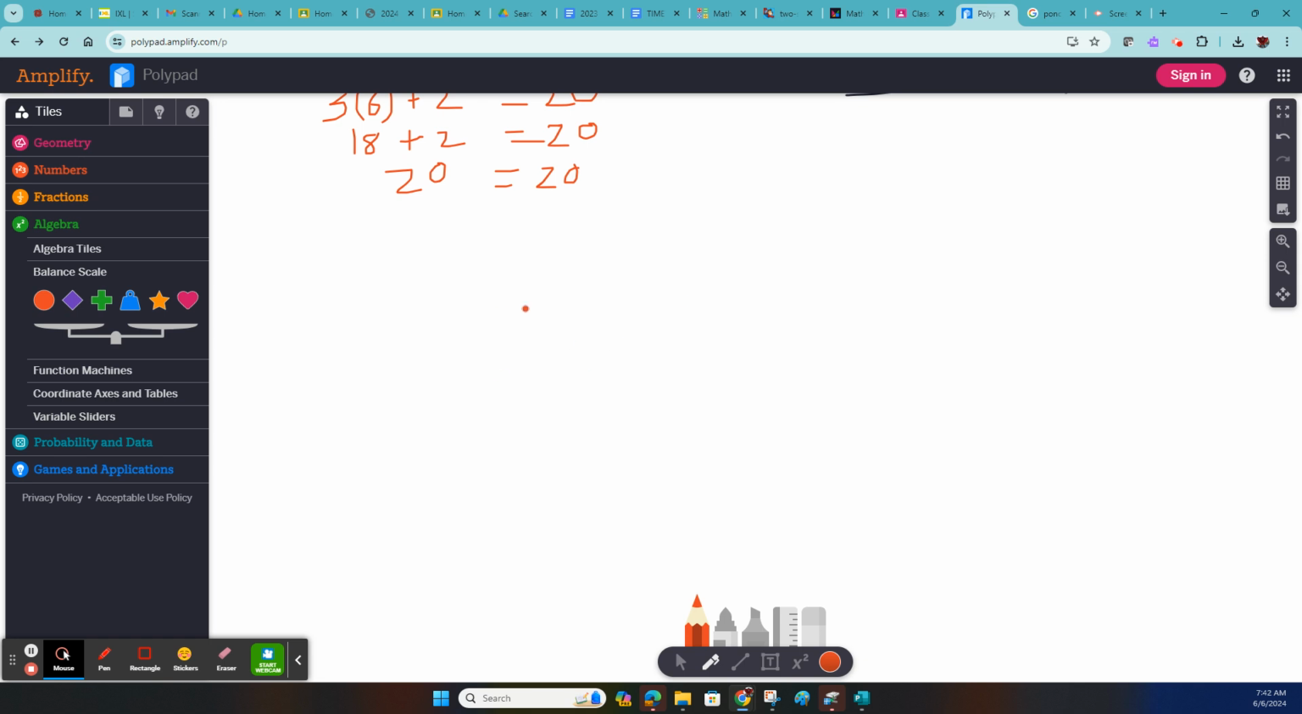Let's go P. Use the letter P. Why not? Pretty bad P there, Lewis. Okay, P divided by, let's say 7. Okay, and we will subtract 10. Why not? Equals 12.